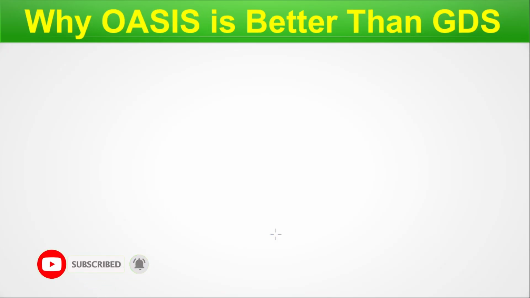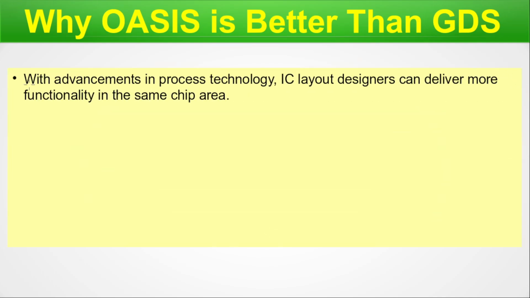Why is OASIS better than GDS? You have already come across the point. Now let's elaborate and see it in a much more detailed manner. With advancement in process technology, IC layout designers can deliver more functionality in the same chip area. We have more complex designs today. Now there are AMS, the analog and mixed-signal chips, where you have both analog and digital blocks working together to give the required output. These will have very high file sizes on the physical hard disk. That is the point where OASIS comes into the picture.